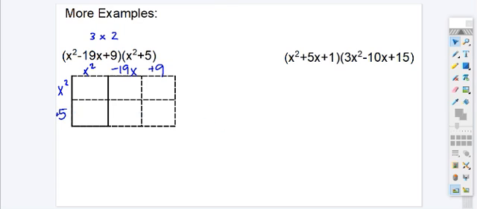So now that I have that set up, I'm going to do the exact same thing I did on the others. I'm just going to multiply. X squared times x squared becomes x to the 4th. Remember, you add those exponents. Negative 19x times x squared becomes negative 19x to the 3rd, because there's one x here, and 1 and 2 make 3. 9 times x squared will just be 9x squared.